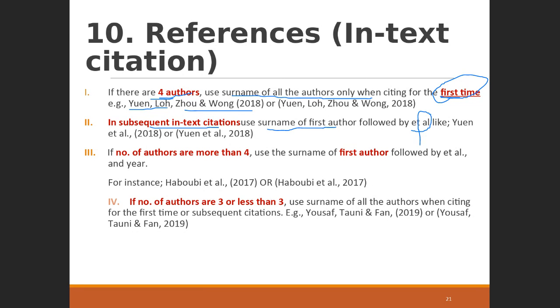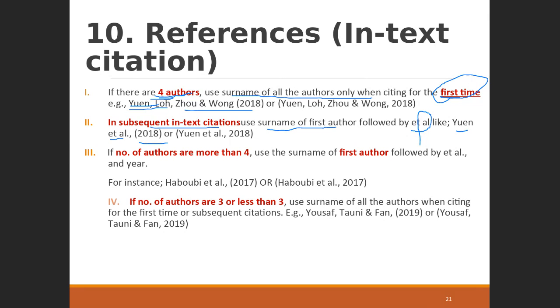Like if I'm using Yuan, Lo, Chu, and Wong 2018 research and citing them in my report for the first time, I will use all of their names. But if I am citing it for the second time in my research report, I will just use the name of the first author, which is Yuan, followed by et al., and then I will write the year. So this is very important: if there are four authors, for the first time you will write the names of all four authors, but for the second time in your research report, you will write the surname of the first author, followed by et al.